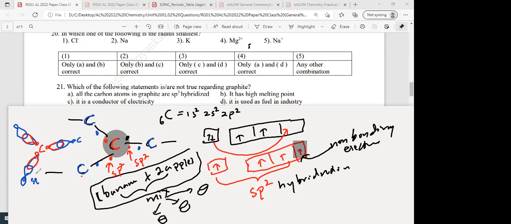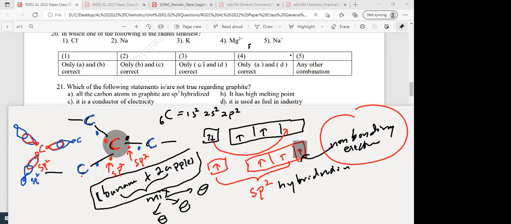So this is sp2 and this is sp2. sp2 is head to head overlapping. The result is a covalent bond. So this electron remains free. Non-bonded electrons remain free to move. That is called a conduction electron. That's why graphite conducts electricity. So graphite is a conductor of electricity. Graphite has a high melting point. And in graphite, what is the hybridization?